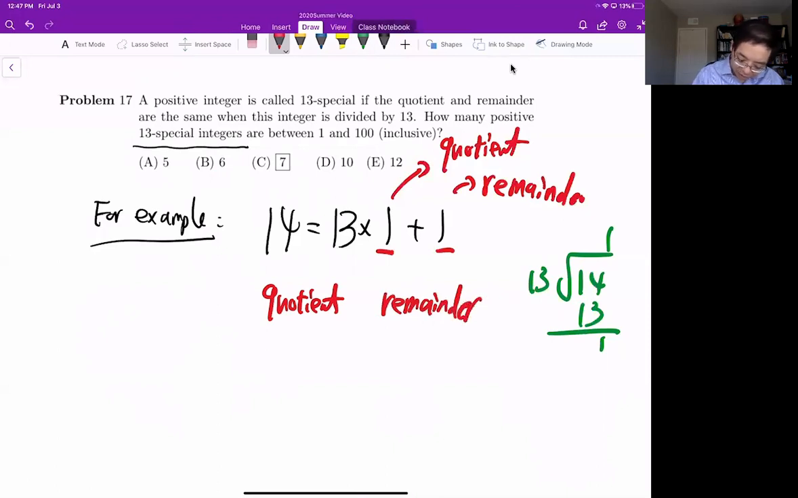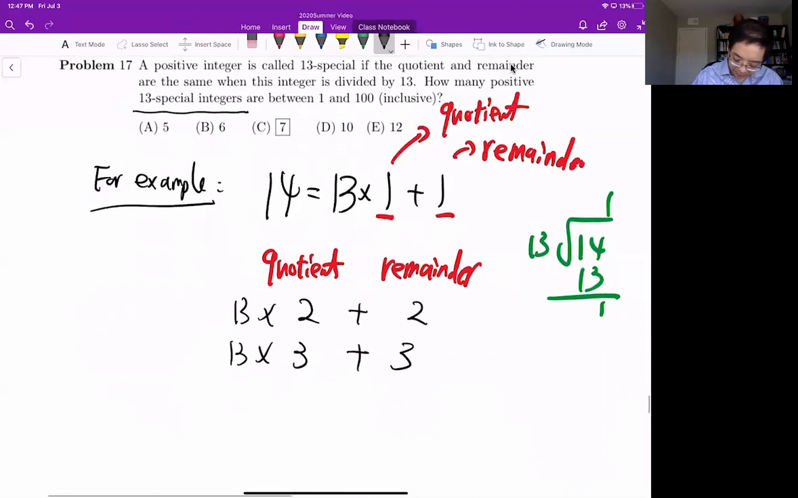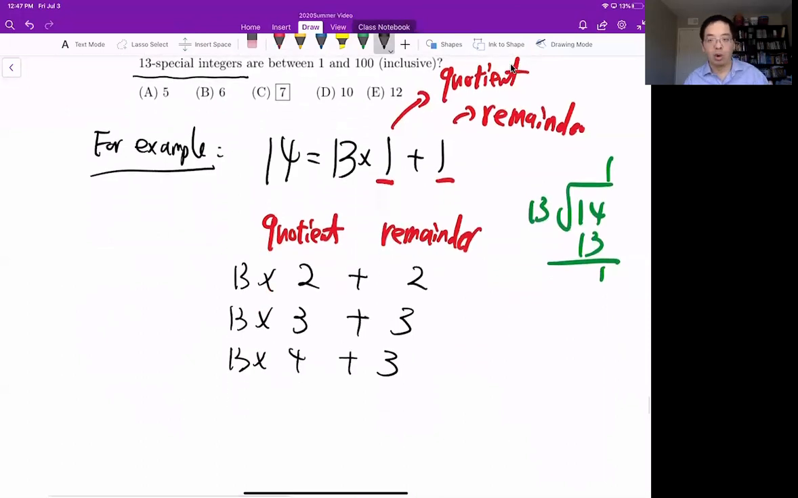Right? So the next one will be 13 times 2 plus 2, 13 times 3 plus 3, and then 13 times 4 plus 4, right? Okay, now we don't want this to go beyond 100. So the last one will be 13 times 7 plus 7.